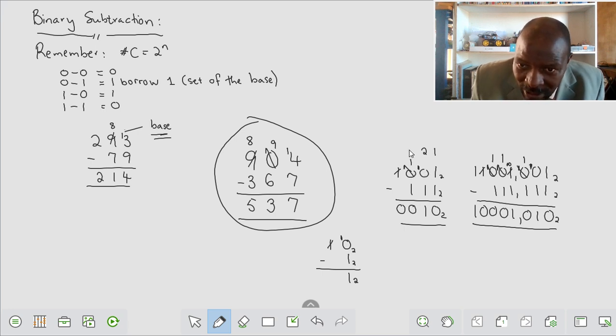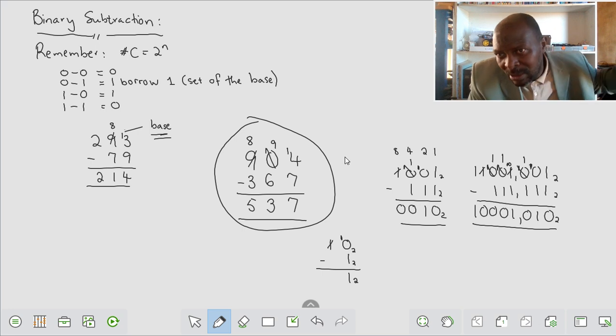So if in here this is the weight of 4, this weight of 4 is 2 times the weight of that one there. So you can see that this one is 8. Same story here. This would have been 16, 32, and so on and so forth.